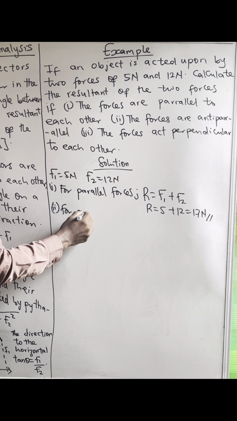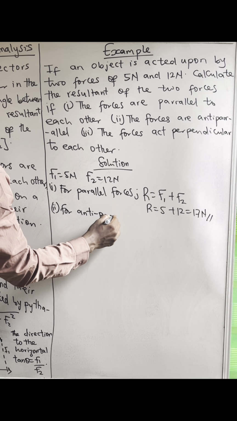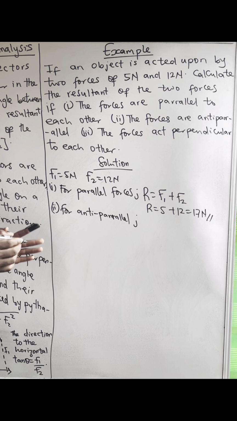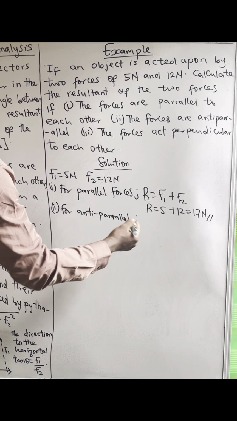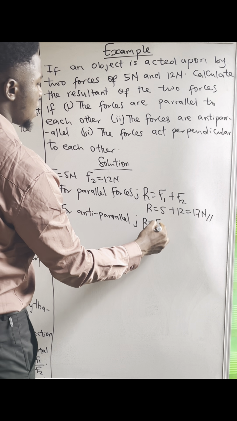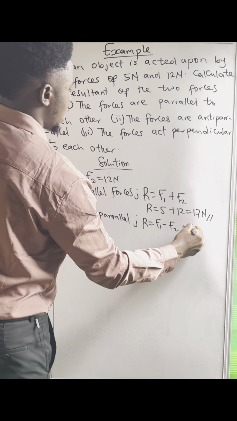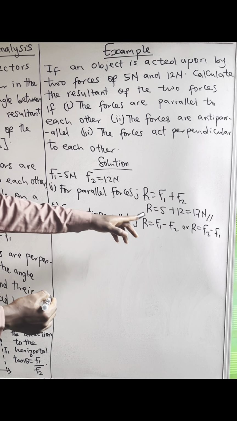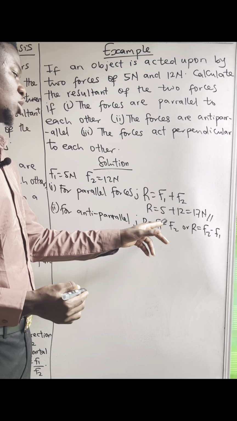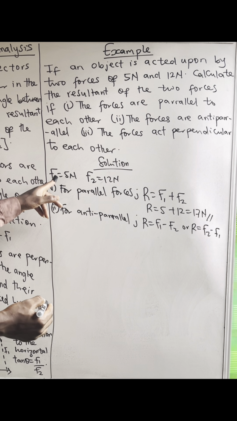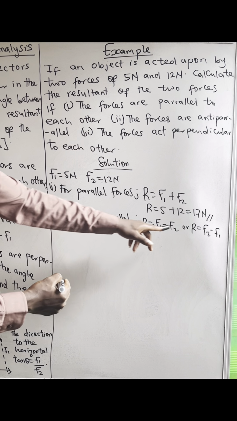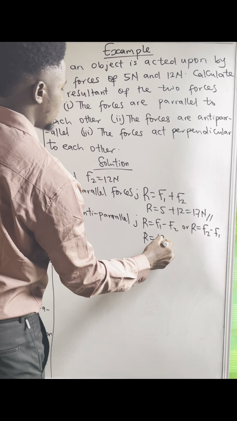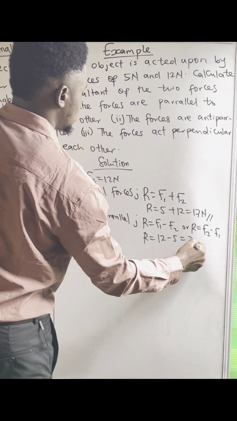If the forces are anti-parallel, that simply means they are basically opposite. So for the anti-parallel, we are going to be subtracting the two forces. The resultant will either be F1 minus F2 or R equals F2 minus F1, depending on the force that is greater. Since F2 is greater than F1, we are going to be using F2 minus F1. Therefore, our R will be equal to 12 minus 5, and that is equal to 7 Newton.